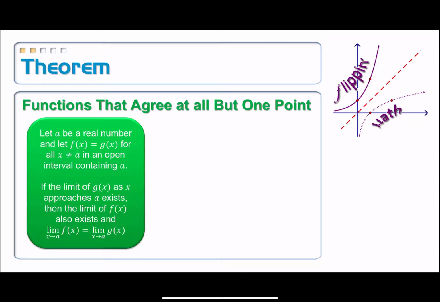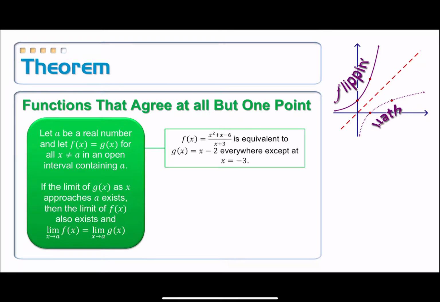So the first part of it was that we were supposed to find a function that agreed at all but one point, right? That's the title of the theorem. So f of x is equal to x squared plus x minus 6, all divided by x plus 3. It's equivalent to g of x is equal to x minus 2 everywhere. That's the open interval from -infinity to +infinity. They agree everywhere except at the hole at x is equal to -3. And we were able to get that by just canceling out a common factor. Okay, so there's the first part of that theorem.